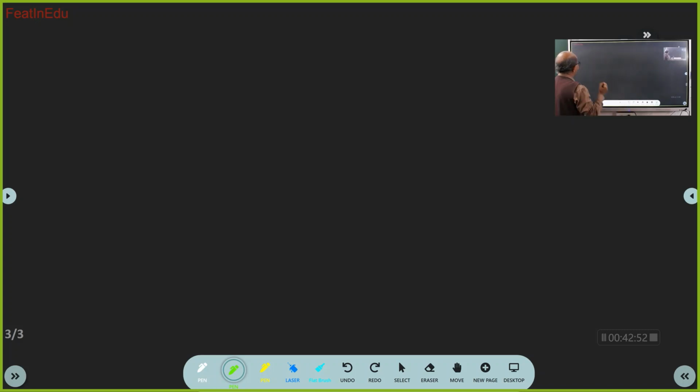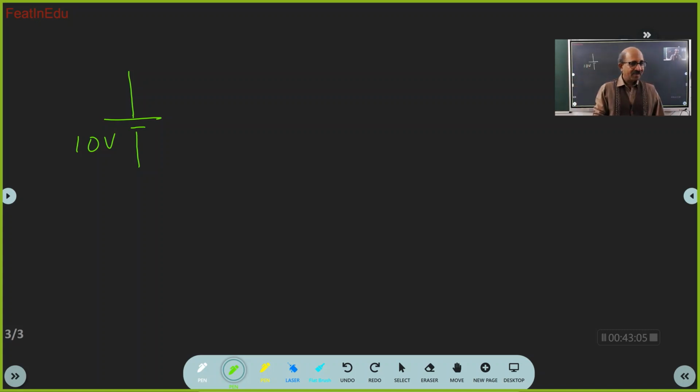Now you see students, I have got a battery of 10 volts. What does this mean? It takes 10 joules of energy to carry 1 coulomb of charge from its negative terminal to its positive terminal.